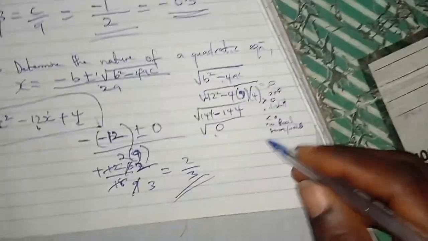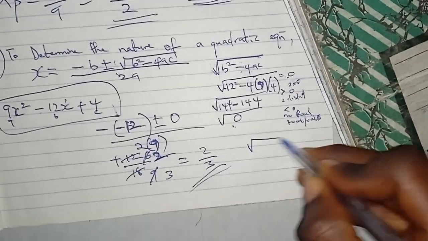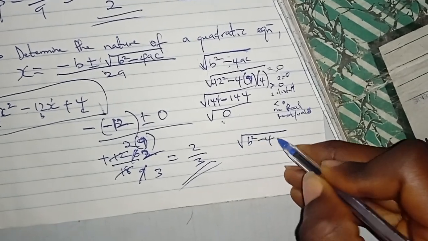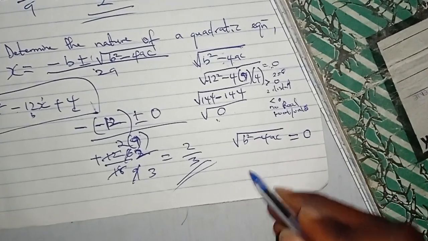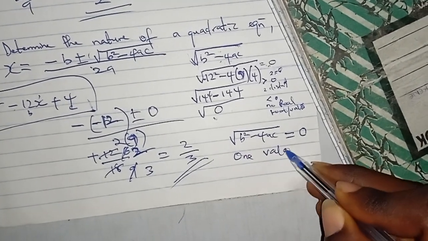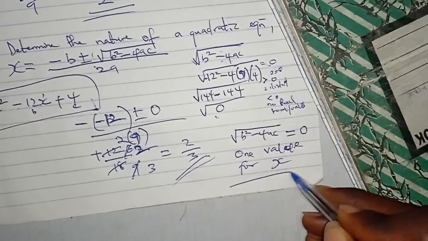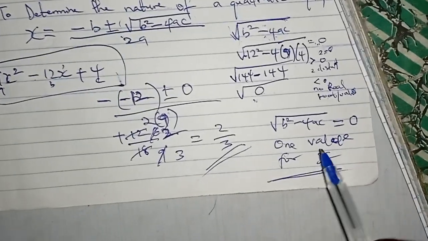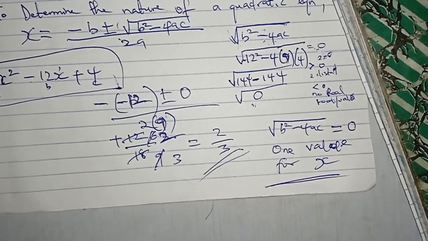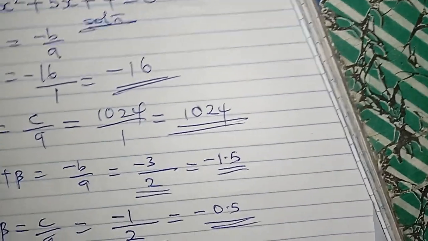So if I notice this part, just this discriminant, if the discriminant is equal to 0, I will have just one value for x. So the nature of this equation is just that it has one value. But let's check when it is less than 0 or greater than 0.